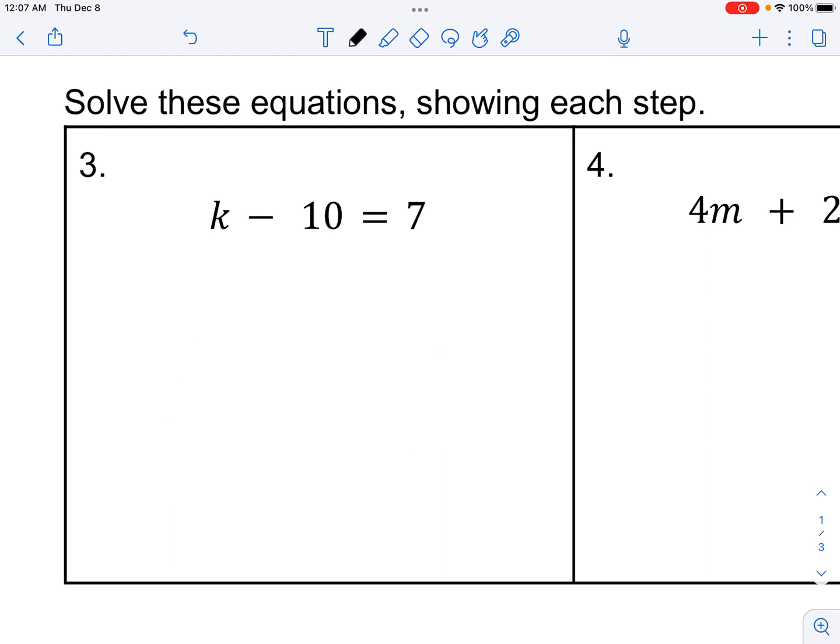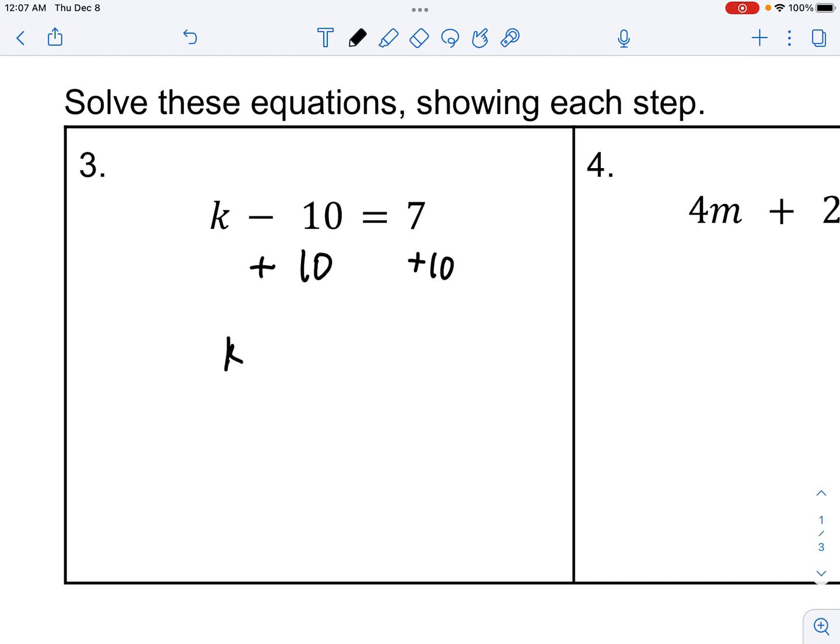The algebraic way to solve this is to think, what happened to k? Well, I subtracted 10 from it. The inverse operation of subtracting 10 is adding 10. My goal is to get k by itself, so I want to get rid of this minus 10. To do that, I can add 10 over here. But this is an equation. That means that this side has to stay balanced with this side. And if I add 10 over here, I have to add it over here as well.